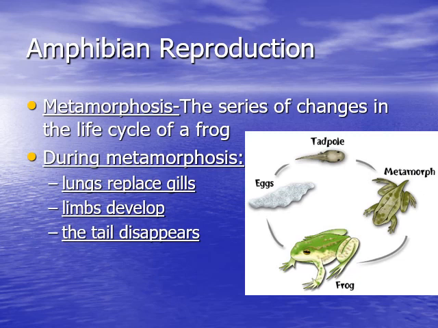During metamorphosis, these are three things that happen. You'll be asked about these three things, so please pay attention to this. The lungs in the amphibians, they're going to replace the gills that are there early on. So the eggs, the tadpole, they're going to have gills. They're going to start to lose those gills as they become a metamorph, and the lungs are going to replace them so they can start to live on land. Also, limbs develop, so we can see that the legs start to develop as the tadpole gets bigger and bigger and turns into a metamorph. Also, the tail will eventually disappear. So those are the big changes that happen in metamorphosis for most amphibians.